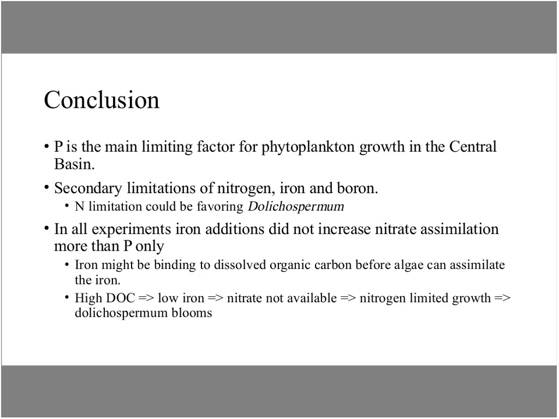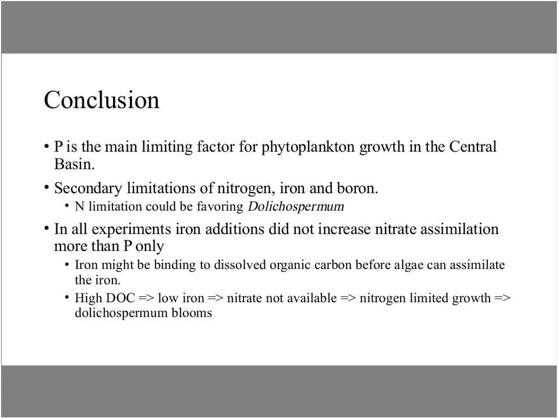So in conclusion, phosphorus is the main limiting factor for phytoplankton growth in the Central Basin. We do see some secondary limitations of nitrogen, iron, and boron. The reason for the nitrogen limitation possibly could be the Dolichospermum out there. The nitrogen limitation could be favoring that.